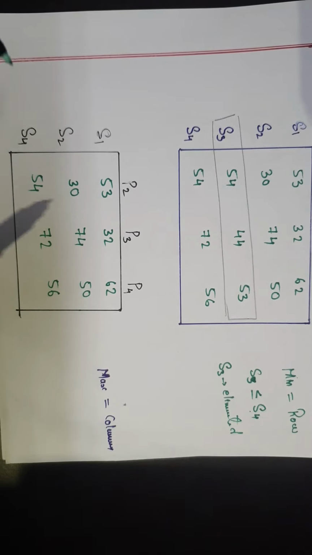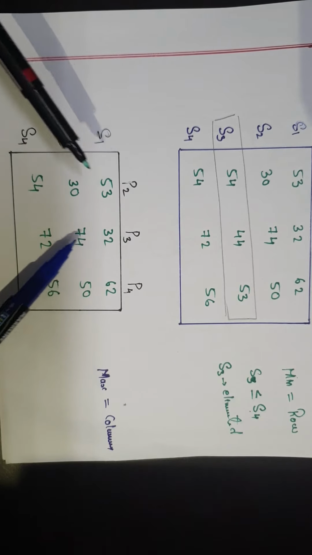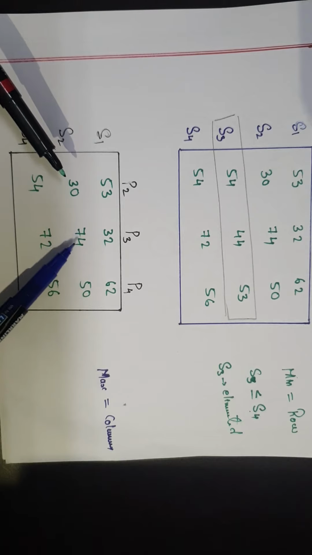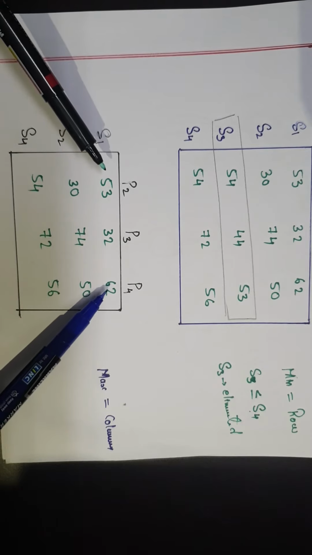So if you select these two, this one is greater. If you select this one, again this one is greater. So you can't take P2 and P3. If you take these two, S2 is greater.